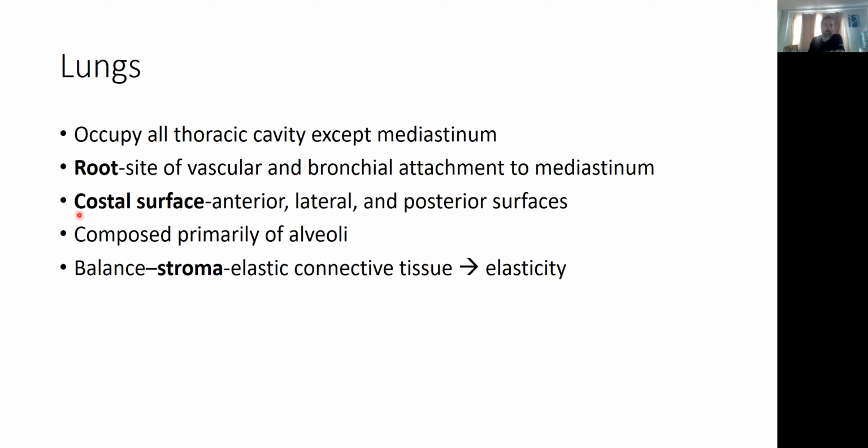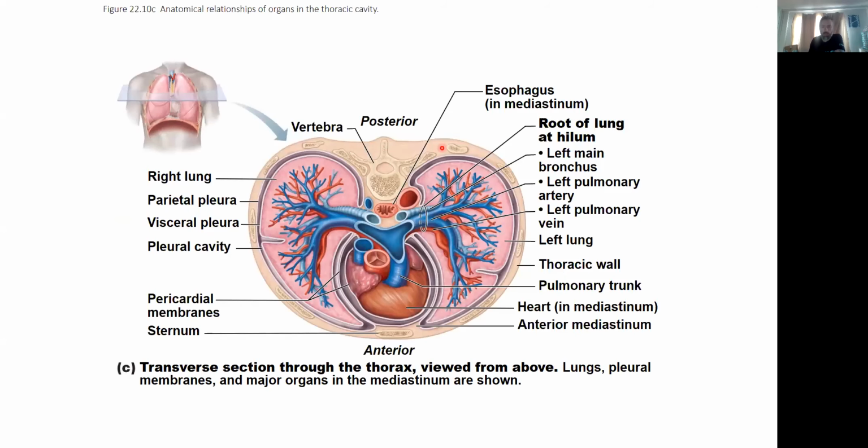On the outside surface of the lung, so facing the ribs, we have the costal surface. So if we see here, they're sectioned a little bit so we don't see them exactly, but this whole side, right, facing out towards those ribs, that's the costal surface out here.